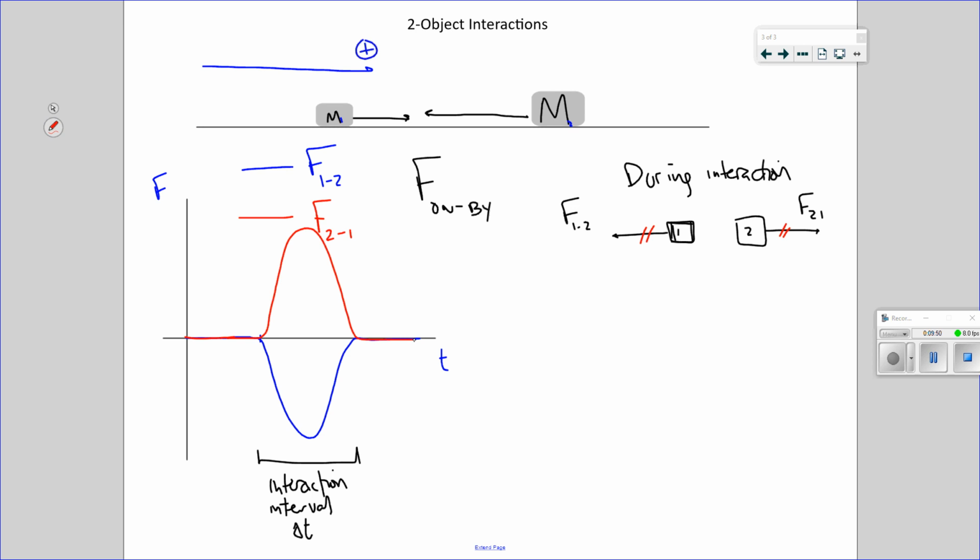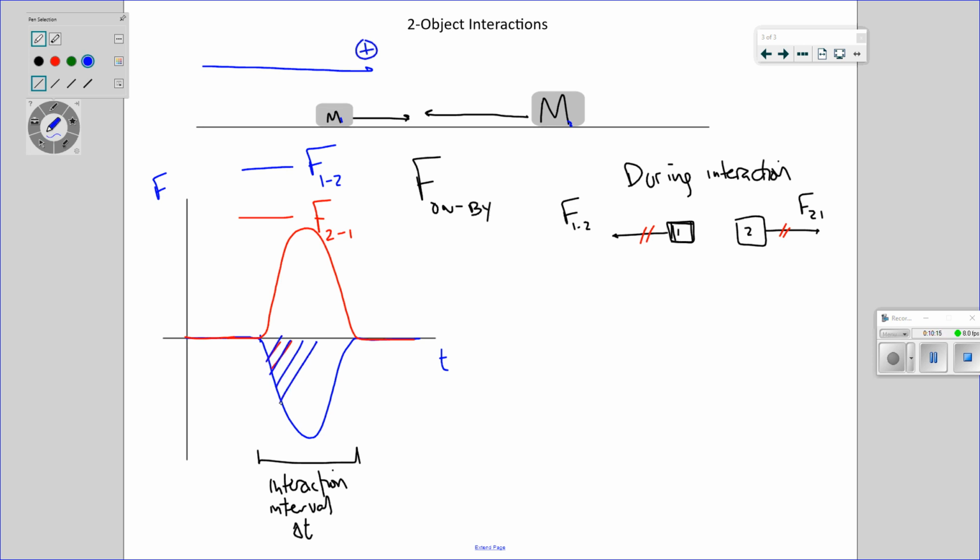Newton's third law requires that to be the case. It doesn't matter anything about these two objects, how fast they're going, what direction they're going, how massive they are, what color they are, if one of them is funnier looking than the other one. None of that stuff matters. What matters is Newton's third law dictates that when objects interact, the forces they exert on each other are equal and opposite.